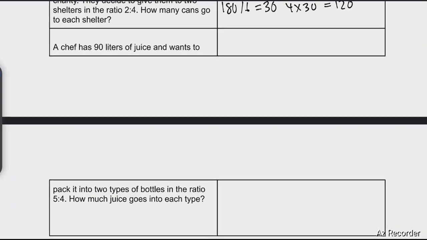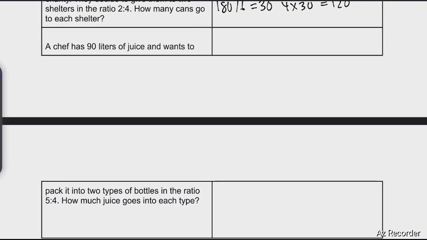Okay, so I apologise, this question is split across 2 pages, but we have a chef with 90 litres of juice, and he wants to pack it into 2 types of bottles in the ratio 5:4. So how much juice goes into each type? Well, let's first of all think about how many units do we have. So 5 plus 4 is equal to 9 units. How many litres per unit? Well, we've got 90 litres, we've got 9 units. So 90 divided by 9 is going to equal 10.